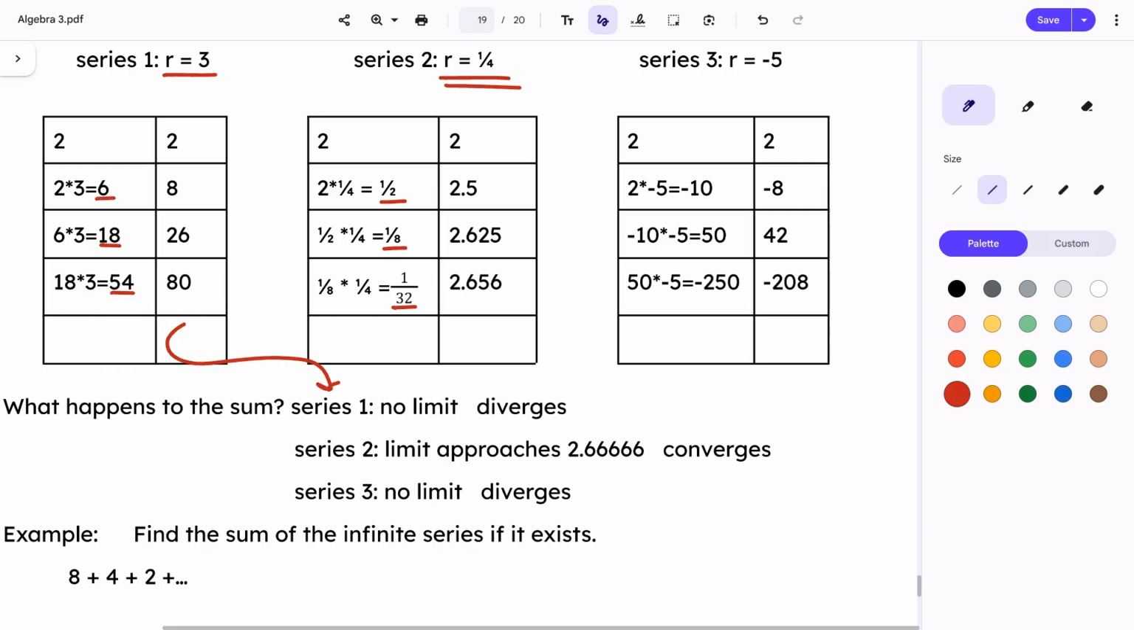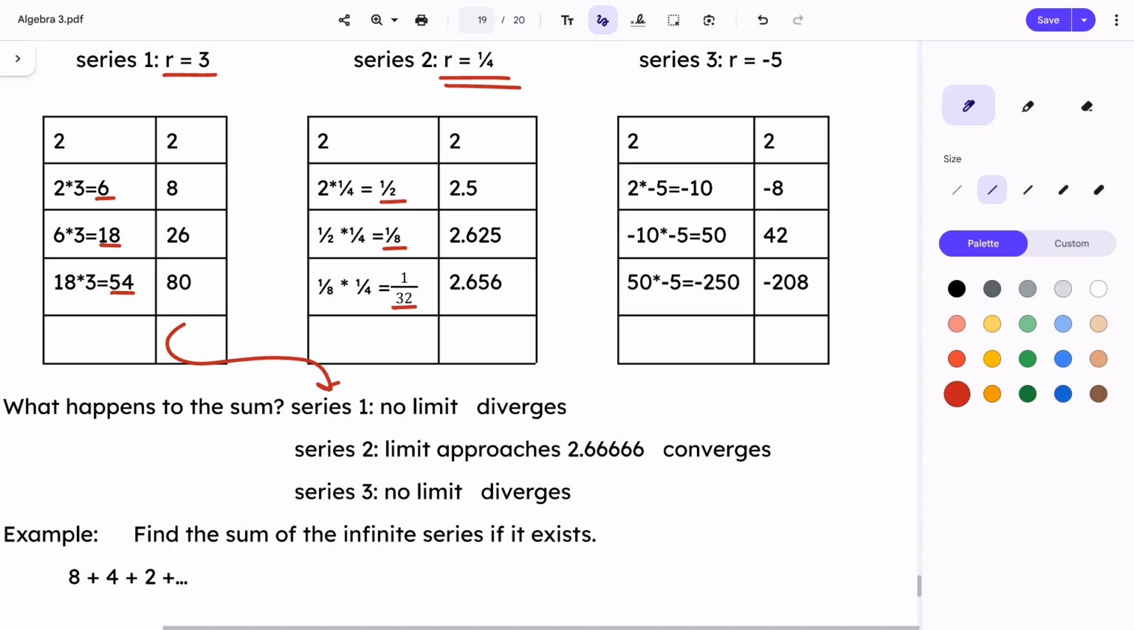This time as you start to add, you can kind of notice that the numbers are progressively getting a little bit bigger. Okay, but look at the decimals. They don't really seem to change all that much. They're getting closer and closer to 2.6 repeating. If I kept going, if I took 1 over 32 and I took that times a fourth, I'd get something smaller here, but it would still be 2.6 something.